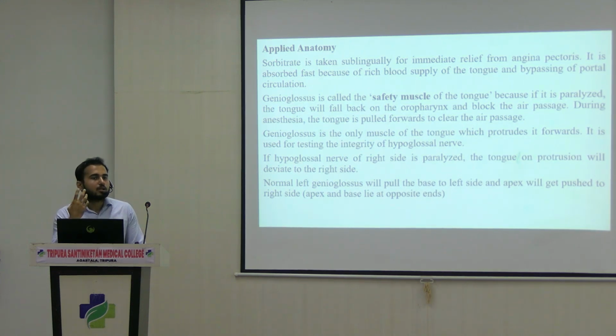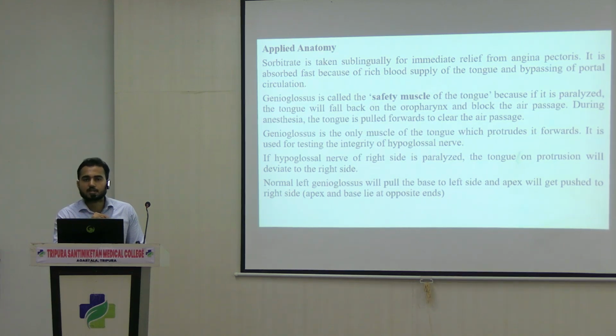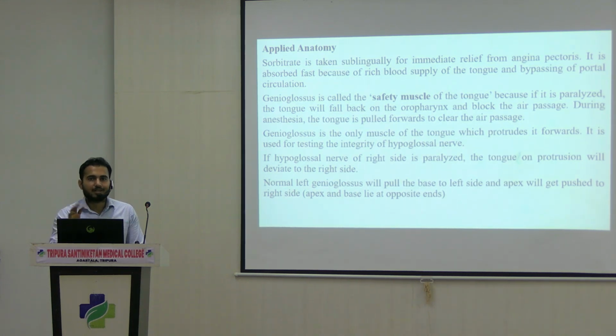So last class we discussed the muscles of the tongue. How many types of muscles are there? Two types, intrinsic muscle and extrinsic muscle, right? So 4 intrinsic and 4 extrinsic muscles. Now do you remember the names of the 4 extrinsic muscles? Yes, Genioglossus, very good. So like this 4 extrinsic muscles are there.